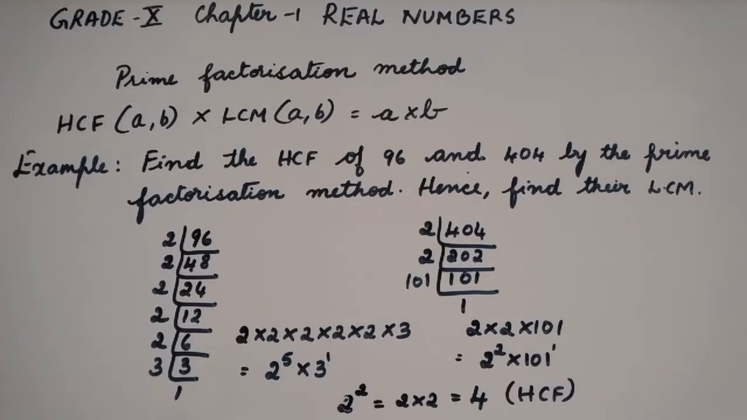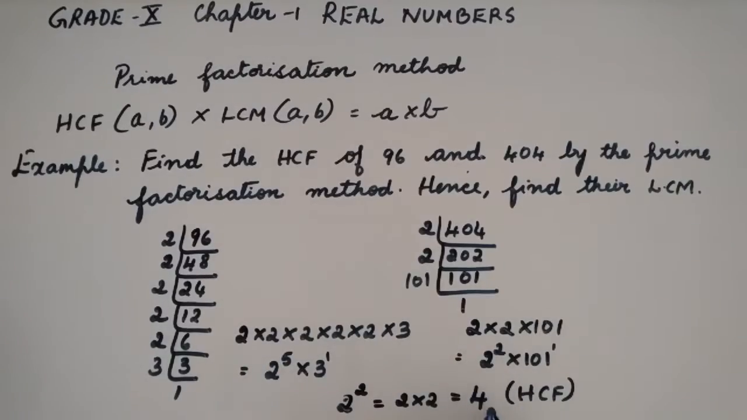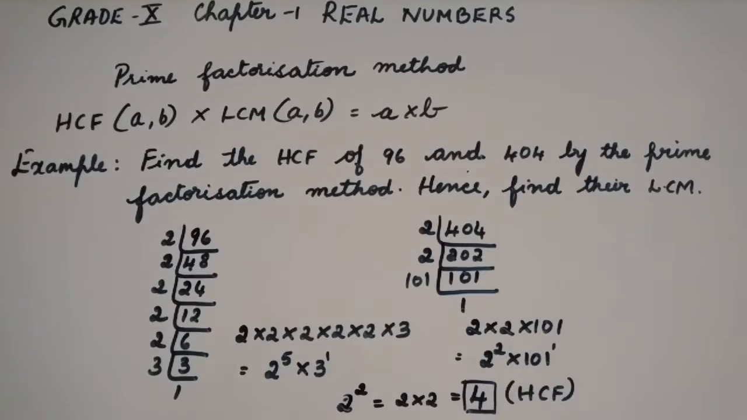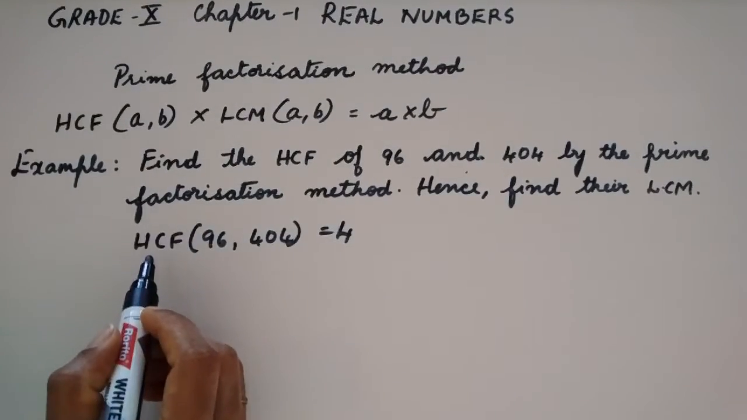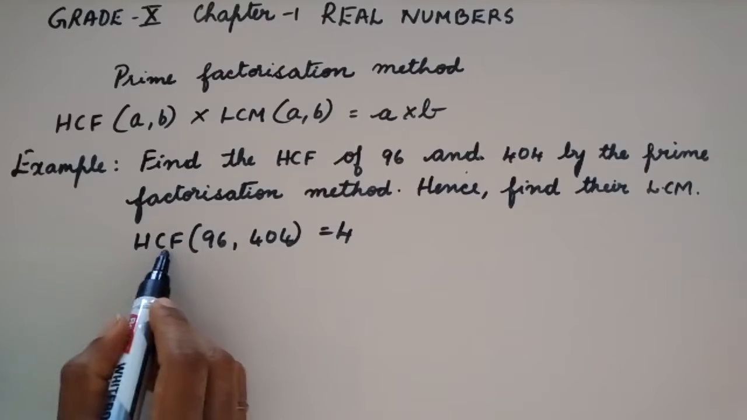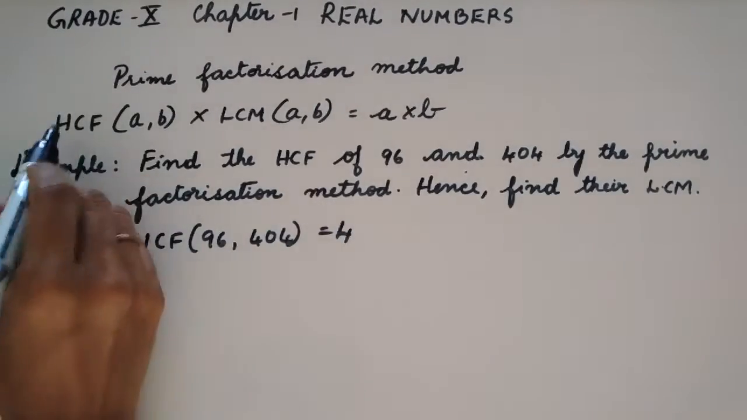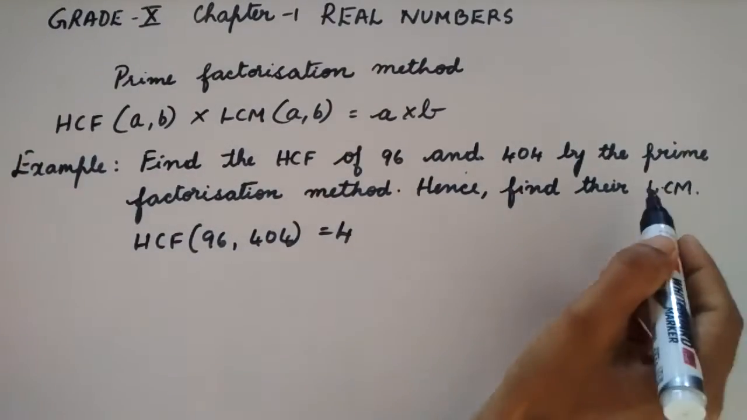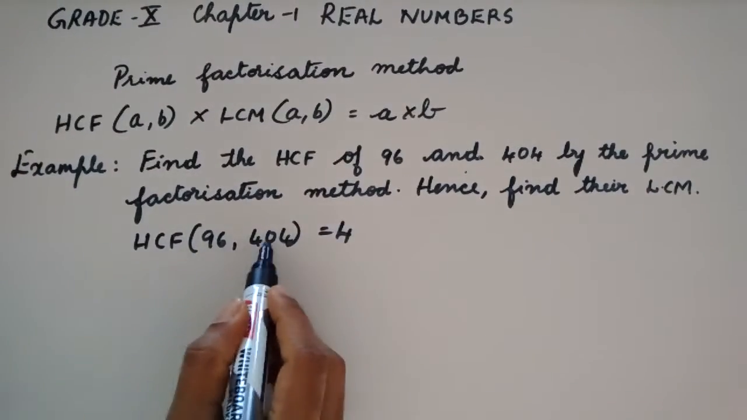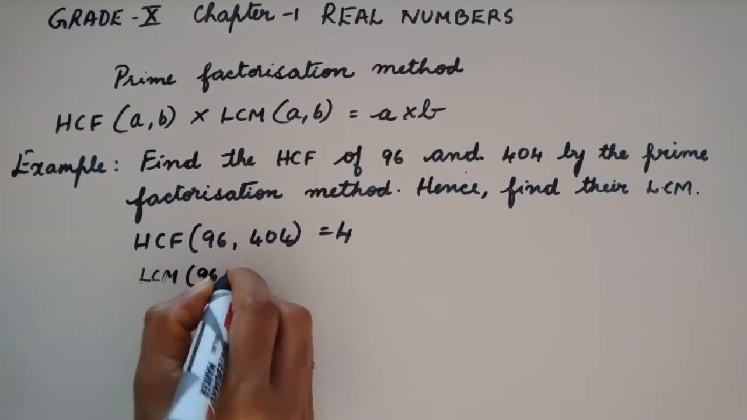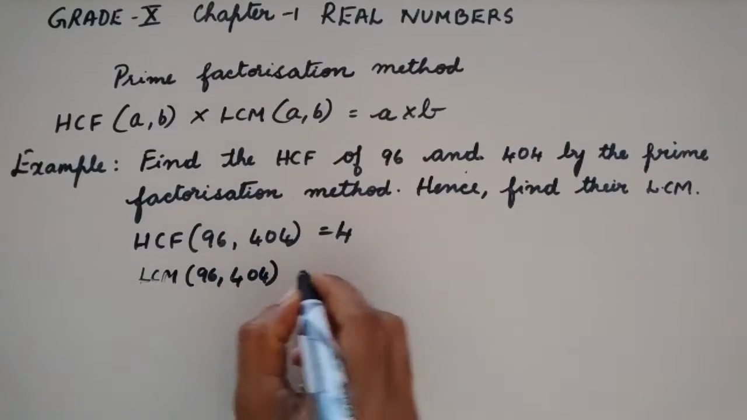Is this clear, students? Okay, now we know that the HCF of 96 and 404 is 4, isn't it? Okay, remember this. So we got by prime factorization method, the HCF of 96, 404 is equal to 4. Now using this result, let us try to find the LCM of 96, 404. So we need to find the LCM of 96, 404.